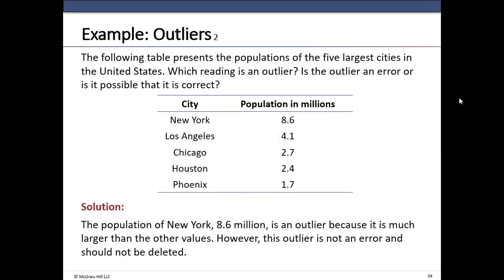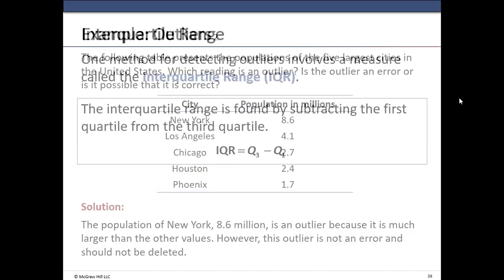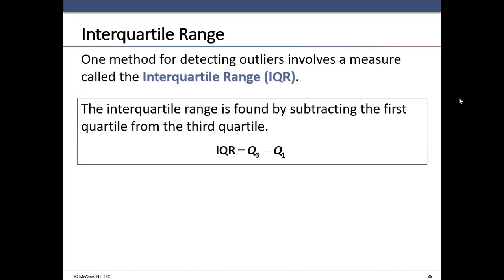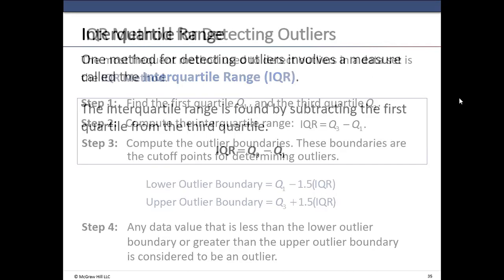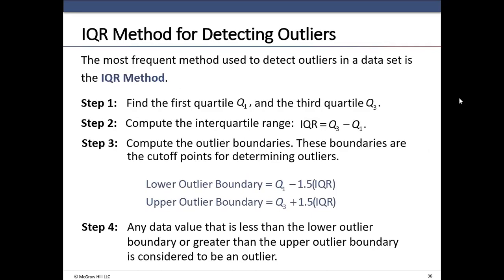Okay. The following presents the population of the 5 largest cities in the United States. Which reading is an outlier? I'll say New York. New York is much larger, it is an outlier. Okay, we can calculate the interquartile range, which is Q3 minus Q1. Basically, it tells you the range of the middle 50% of the data. We can find outliers by multiplying the IQR by 1.5 and then subtracting that from Q1. This is the lower outlier boundary, and the upper outlier boundary is Q3 plus 1.5 times IQR.